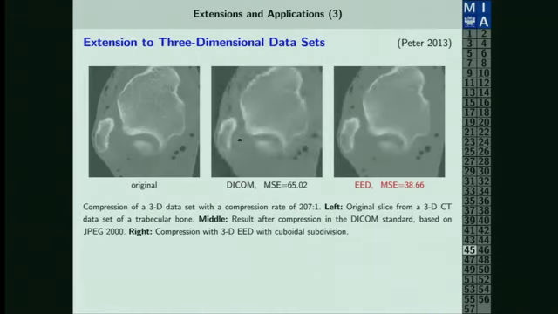Then it's easy, if you've understood anisotropic diffusion, it's easy to generalize this to 3D. So this is just a section from a 3D data set from medical image analysis, a trabecular bone set. If you compress this with DICOM, that's the standard there, it's essentially a kind of JPEG 2000 slice-wise. You get here at a compression rate of 200 an error of 65. If you do this with edge-enhancing anisotropic diffusion, you get an error of 38. No? So also in 3D it's helpful.